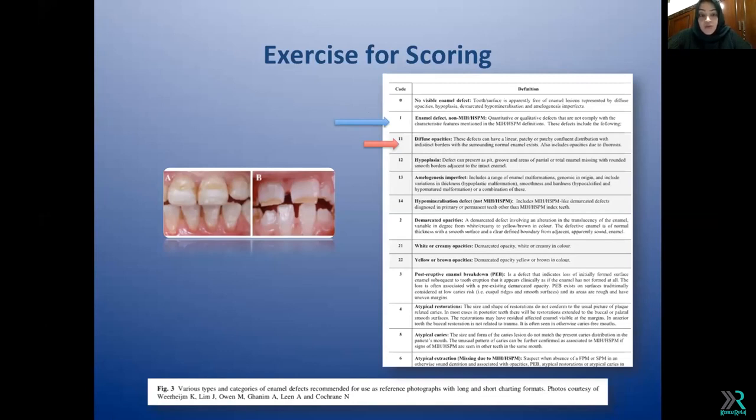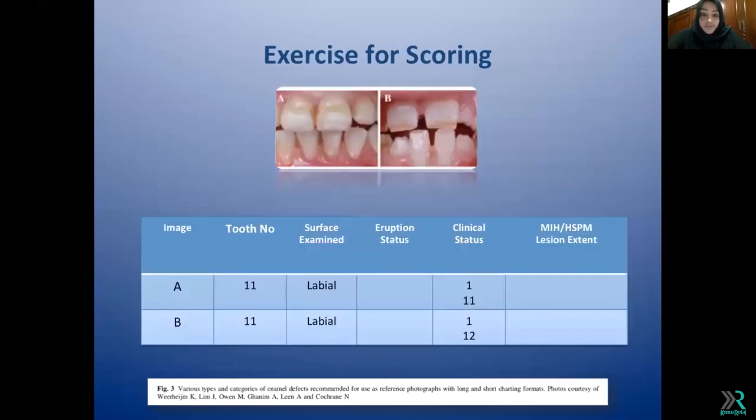Regarding photo number B, we have an area deficient in enamel. We don't have enamel, so we have an enamel defect again. This is categorized as 1 for the short form. For the long form, this is considered hypoplasia. And again, we don't need to categorize according to the extent of the lesion or the eruption status. As we have mentioned, it's 1 for the short form, 1-1 for the long form, and for B, 1 and 1-2.